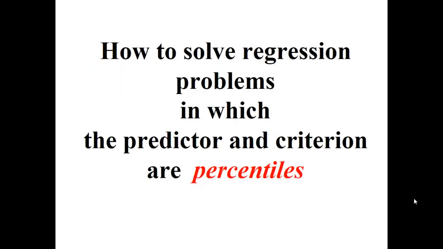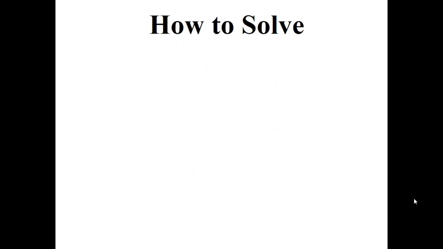Okay, now we're going to learn another thing, how to solve regression problems in which the predictor and criterion are percentiles. Now it turns out that the method for solving this kind of problem is very similar to the method I've just showed you for raw scores.